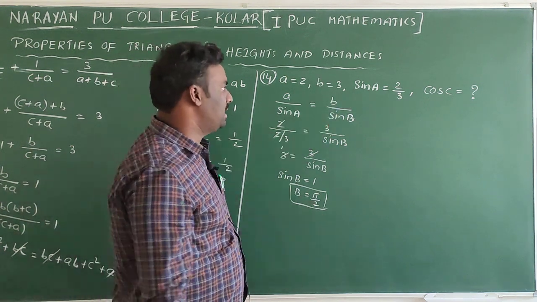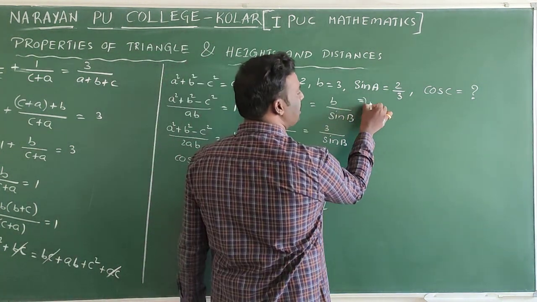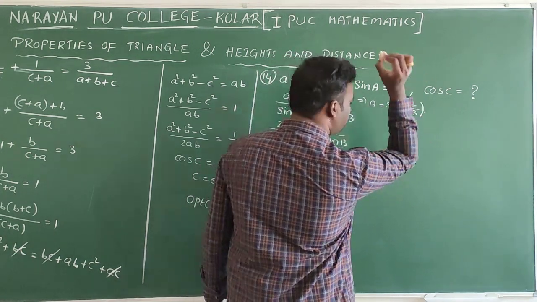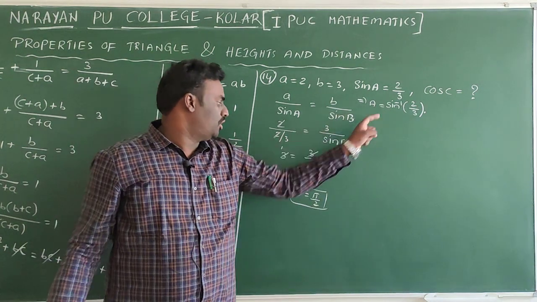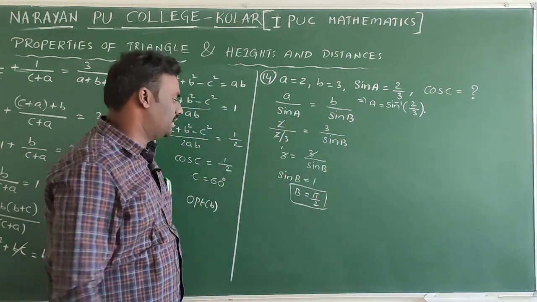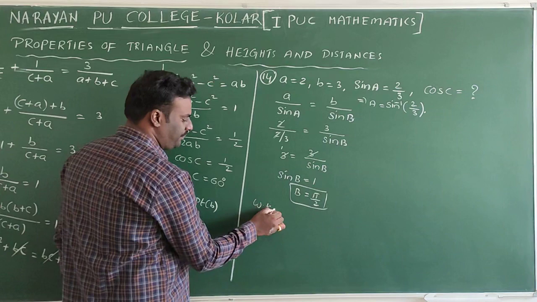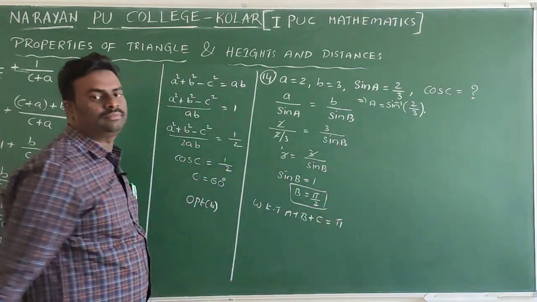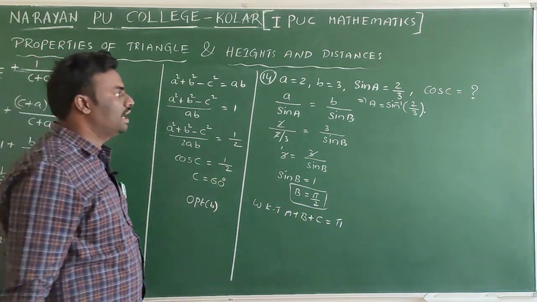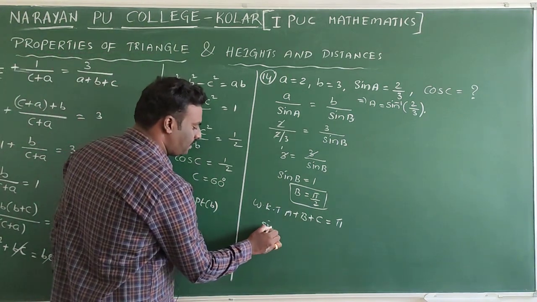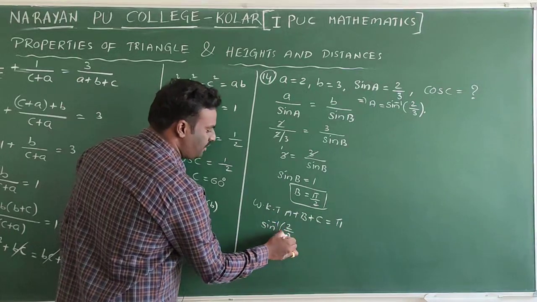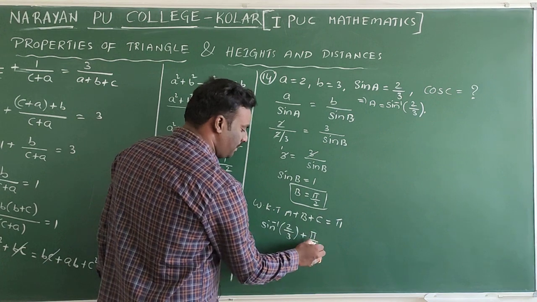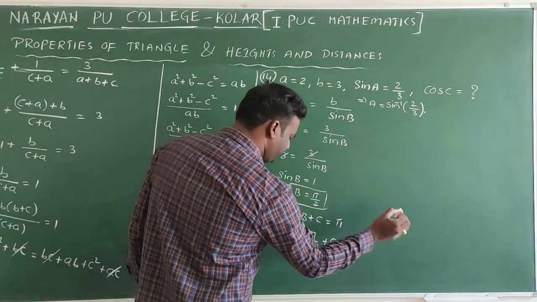Okay. So from this, A I can write as sin inverse of 2 by 3. Finally, we know two angles. We need to find the third angle. We know that the sum of angles is 180 degrees. Now, angle A is sin inverse of 2 by 3. Angle B is pi by 2. Angle C, we don't know.